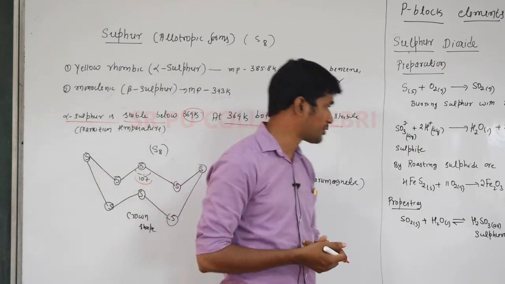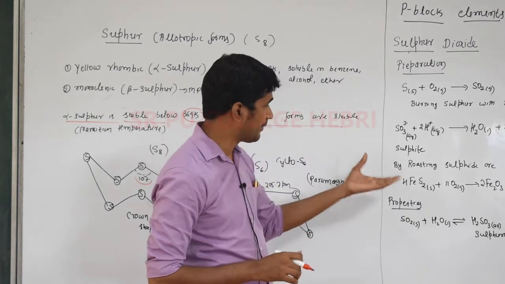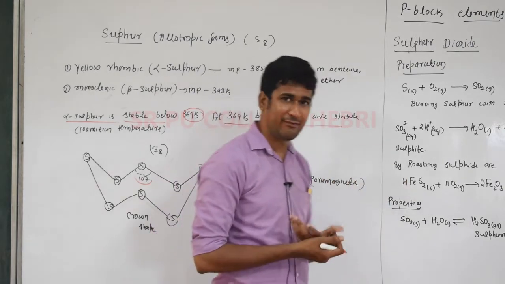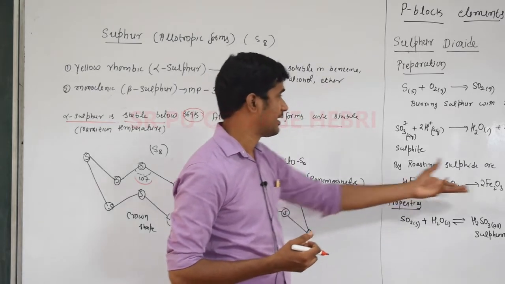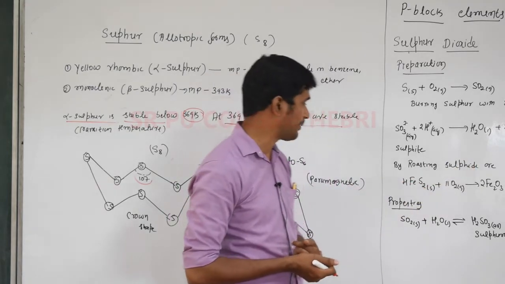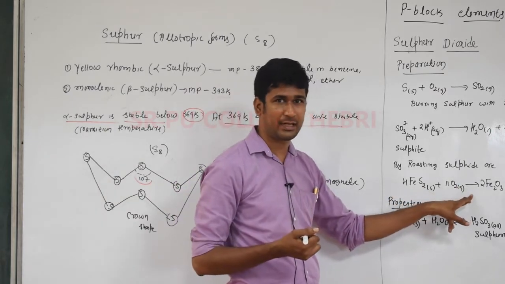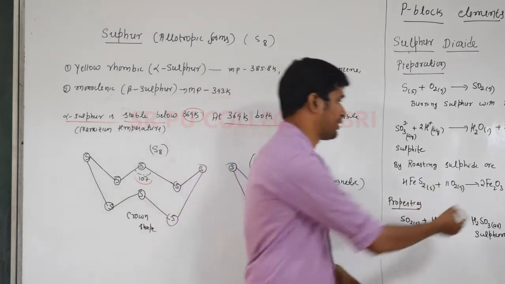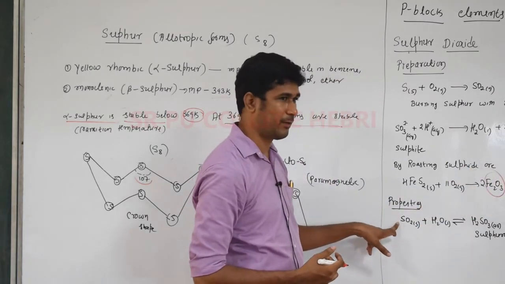Next, by roasting sulfide ore. Roasting is used in metallurgy. In metallurgy, we roast sulfide ores to get oxides of what? Metals. Here, SO2 is obtained as a side product of the reaction. What we need here is Fe2O3 only. Is it clear? Next, properties.